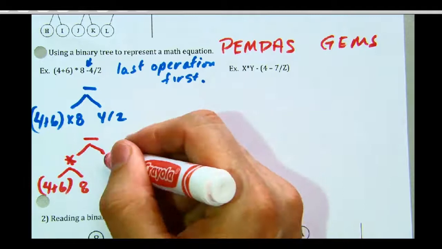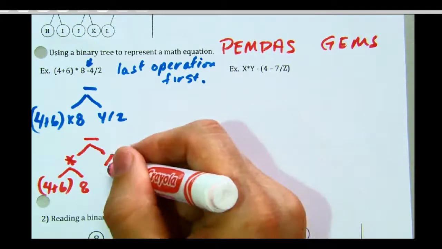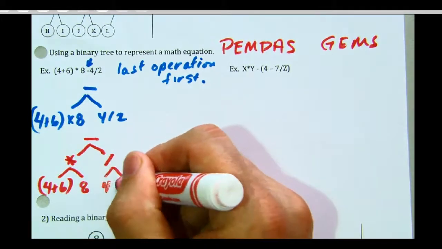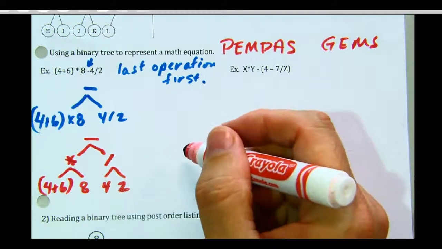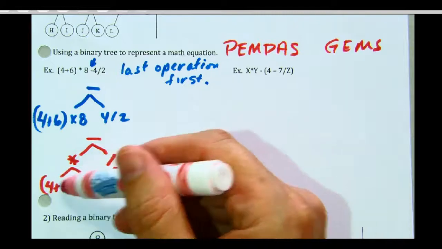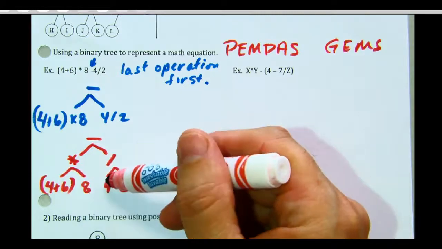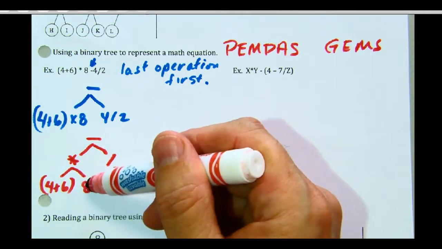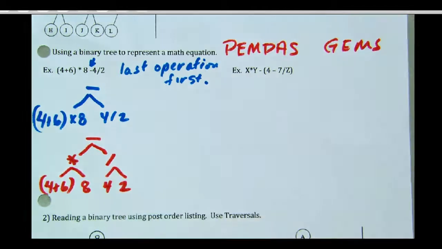And then here I'm going to do division. And the division is 4 divided by 2, and in that order. So what happens is that I'm almost done. My goal was to get numbers at the end of all these leaves, but I just have the 4 and the 6 that I still have to deal with. So I need to do this one more time.